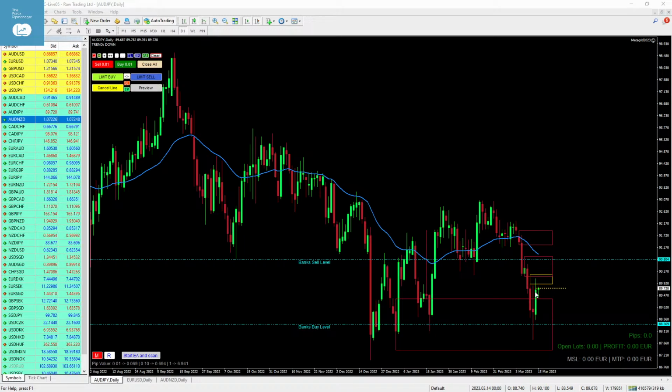It bounced here and then it bounced here on this yellow H4 zone, and above we have another daily supply zone, so a lot of resistance in the upwards direction. So my bias for this pair is at the moment more in the sell direction than in the buy direction. Maybe we see a retracement here now.